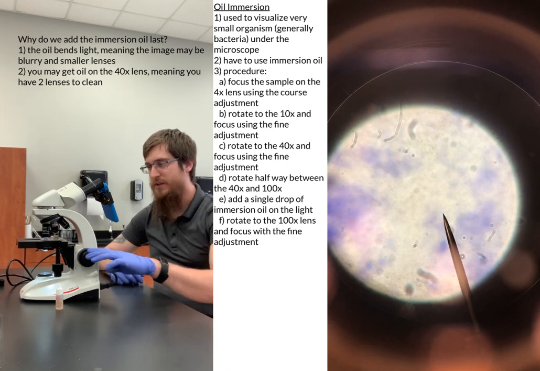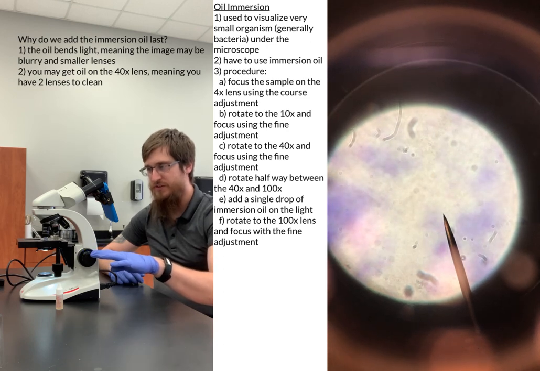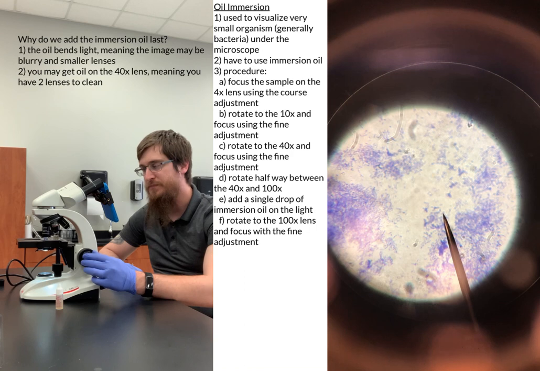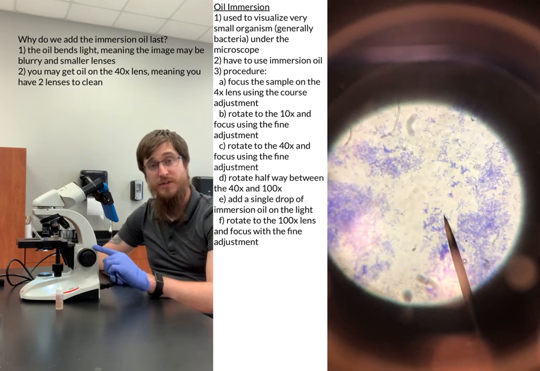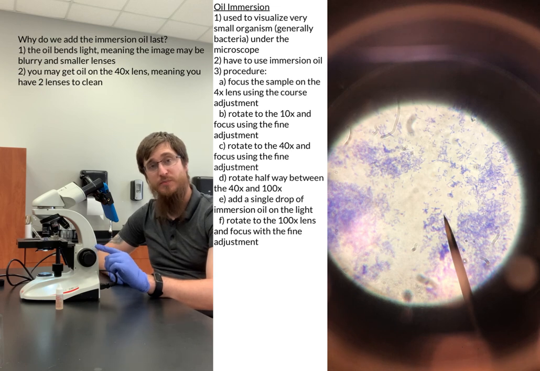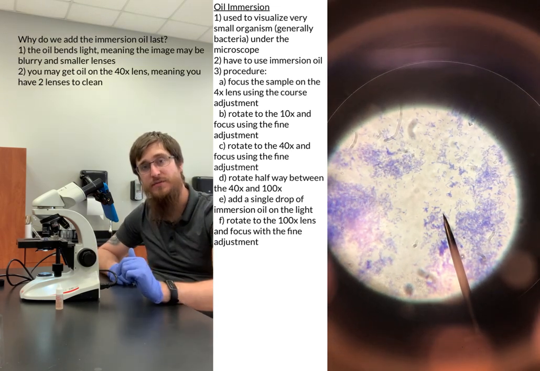What you can do is go back and forth like this, and the little flashing of them can help you zone in on exactly where they're going to be located. So you can only do that using the fine adjustment knob. Do not do that with the coarse adjustment knob, because you might accidentally literally dig the lens down into the slide if you do that.